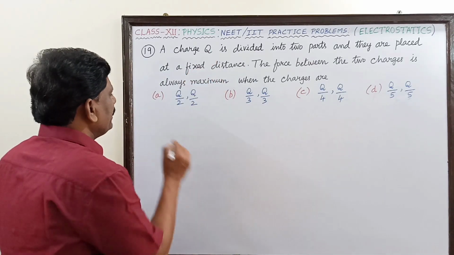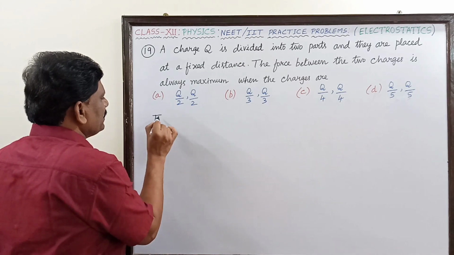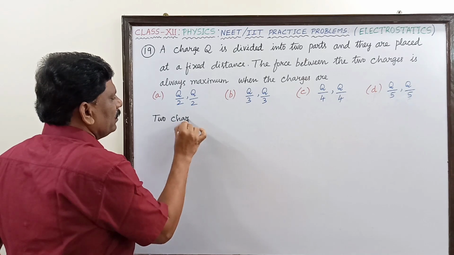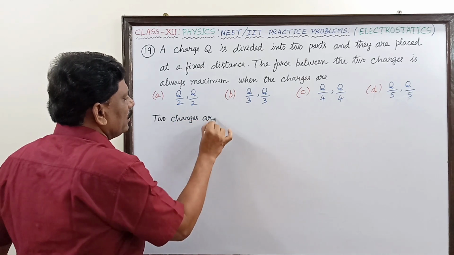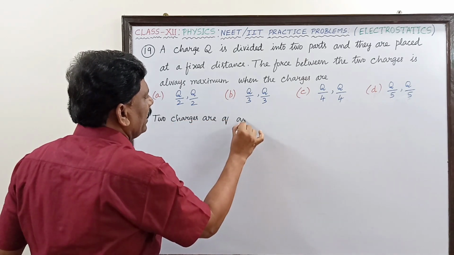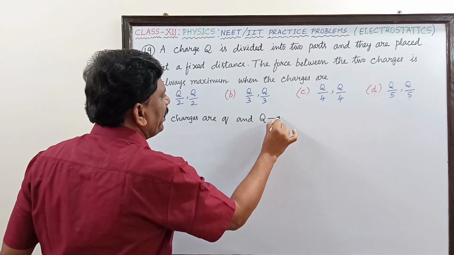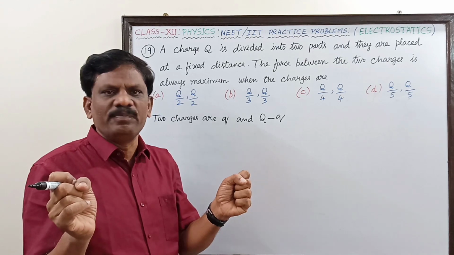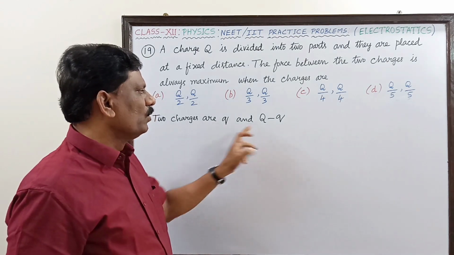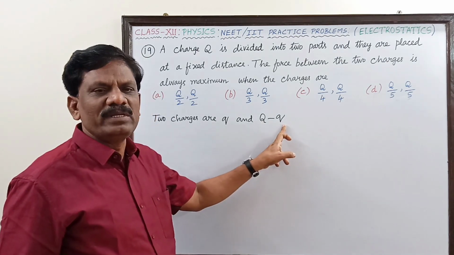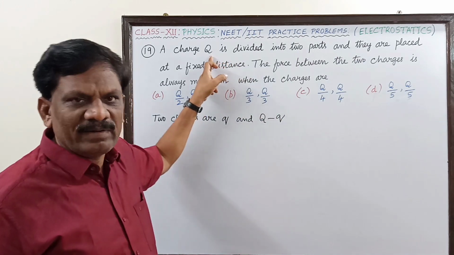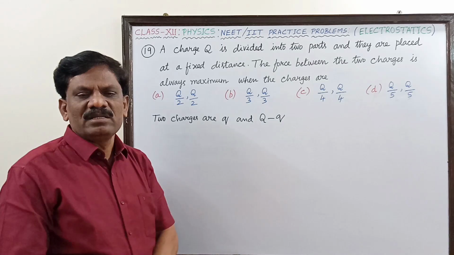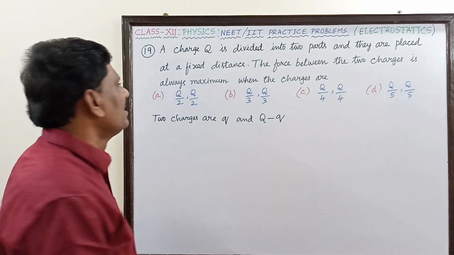So I will take that the two charges are small q and capital Q minus small q. So I break a larger charge into two parts. If I add q plus capital Q minus q, what again? Capital Q only will come. So let small q and capital Q minus small q be the two charges.